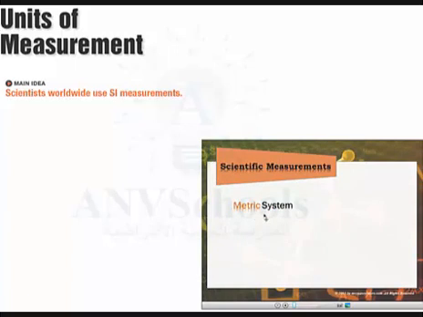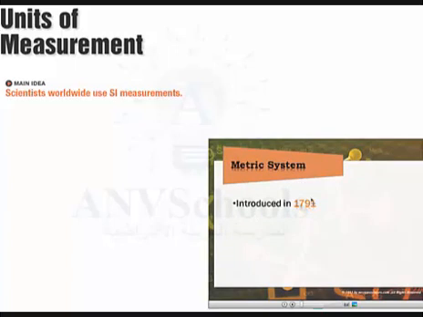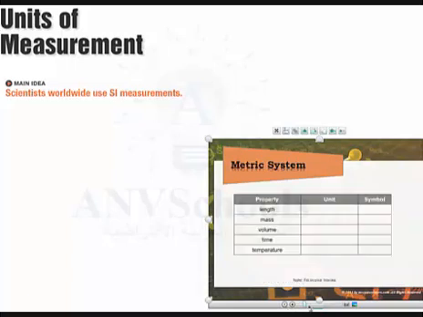For scientific measurements, we have the metric system and the SI and CGS systems. The metric system was introduced in 1791 during the French Revolution. The metric system is based on powers of 10. The metric units are length in meters, mass in grams, volume in liters, time in seconds, and temperature in Celsius.